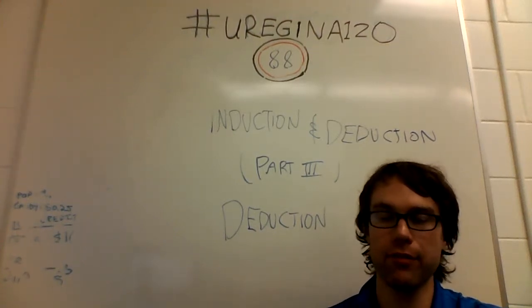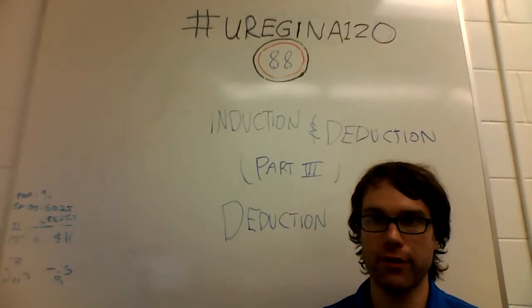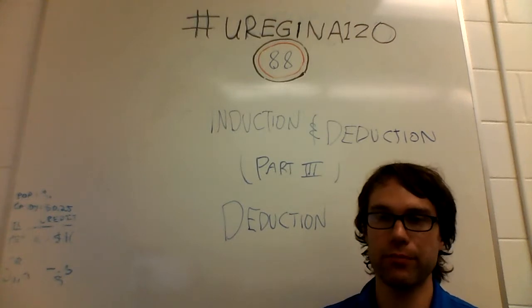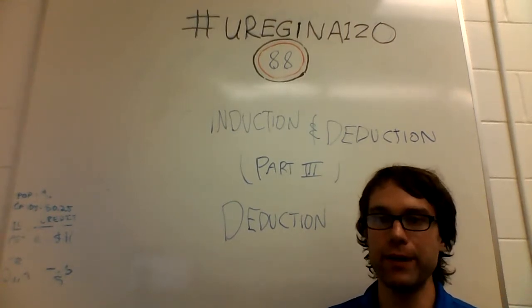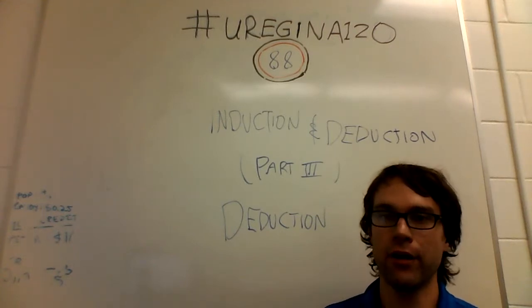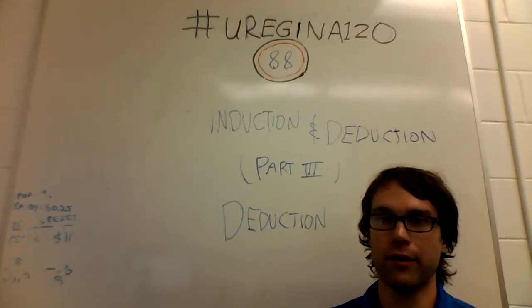I am Jeff Cliff, and this is a series of 120 videos of things that I learned as a student at the University of Regina as part of a Bachelor of Computer Science. And today we're going to be talking about the third part of a kind of three-part sub-series within this series about induction and deductive arguments and reasoning in general.